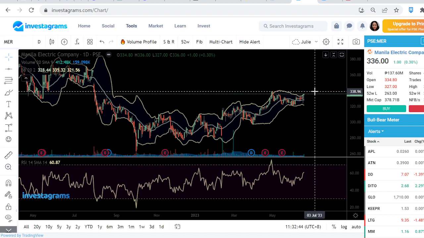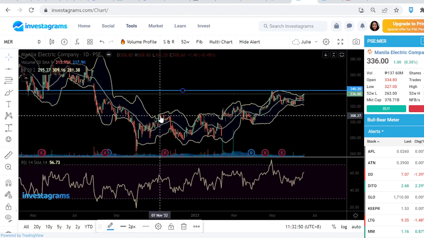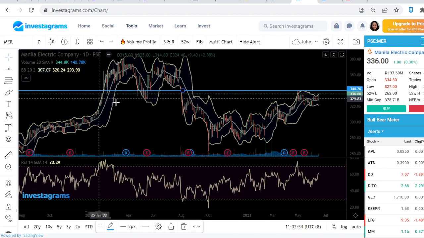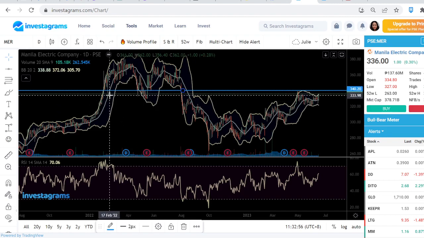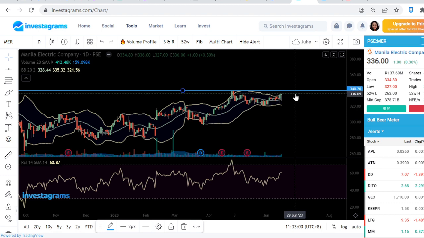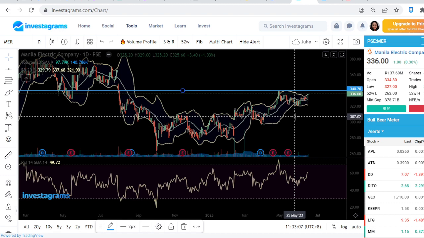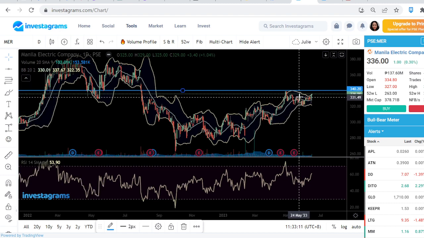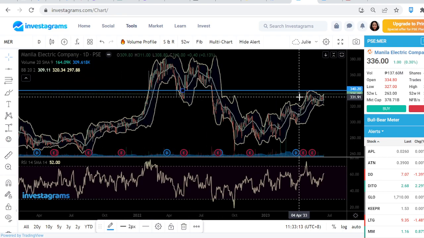Meralco. Ayan, may resistance sa malapit na area. Ito, 340. The reason for that is ito, may support ka dito, right? Resistance ka dito, so isi-challenge niya ulit yan. Aakyat siya ng konti. So if you are to ask me, papasukin ko ba siya? Malapit siya sa resistance eh. Kaya I will stay on the sidelines for now.